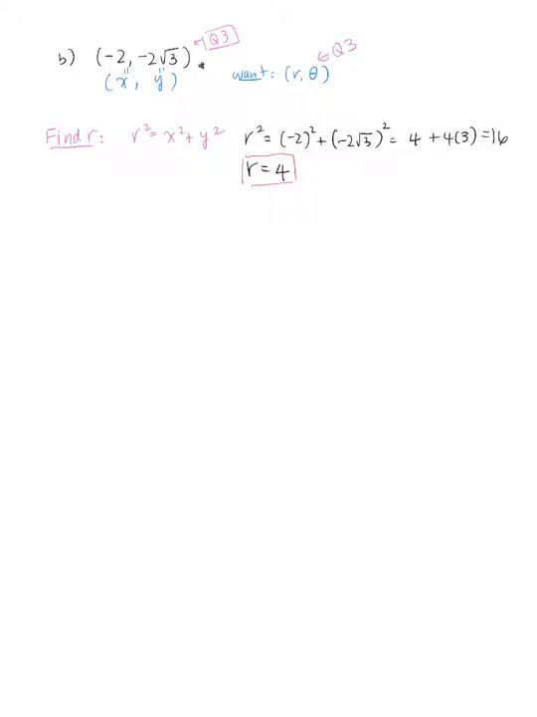Alright, now let's go with finding our theta. Again, we're going to have to use this formula. Tan of theta equals y over x. So that means that tan of theta is y is negative 2 root 3, x is negative 2. Alright, so we have tangent of theta equals square root of 3. Okay, before solving for theta, let me just jot down a picture. Picture always helps me.